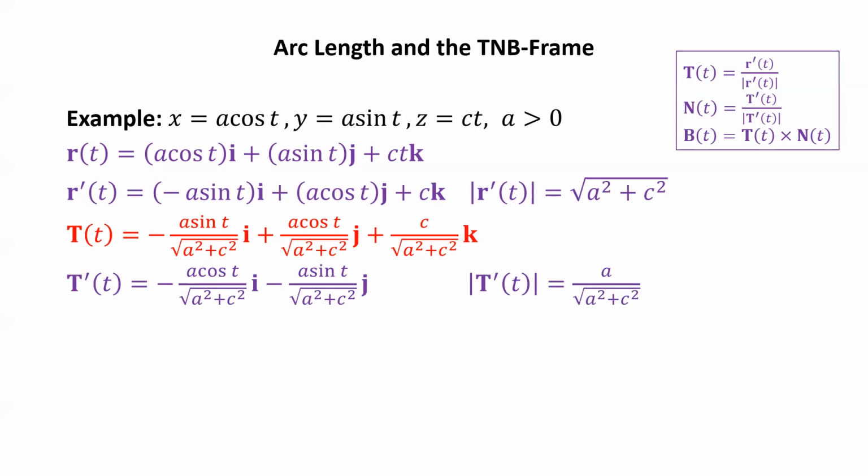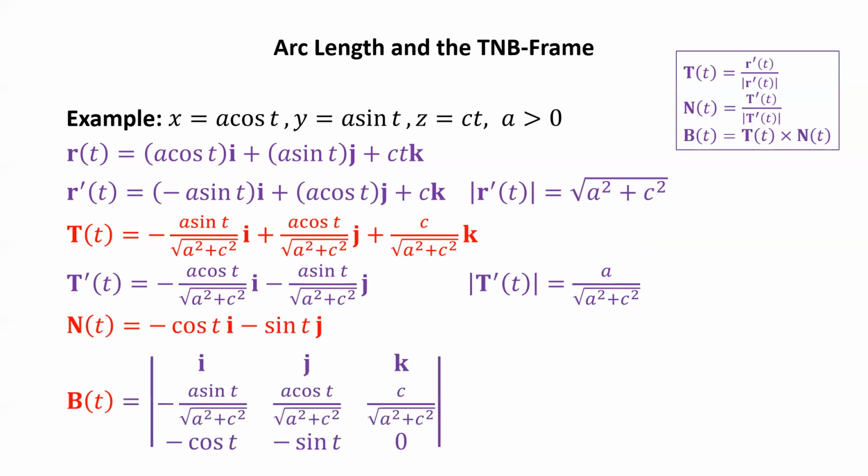The length of T prime of t is simply a over the square root of a squared plus c squared. Dividing by that, we get N of t to be negative cosine t i minus sine t j. Finally, we get B of t by taking the cross product of T and N. Notice in this determinant, I put the components of T of t in the second row and the components of N of t in the third row.